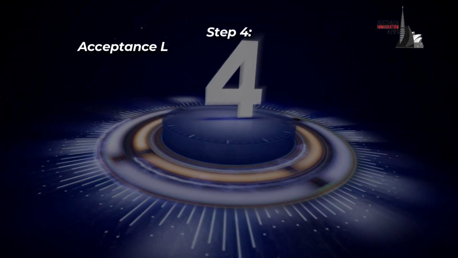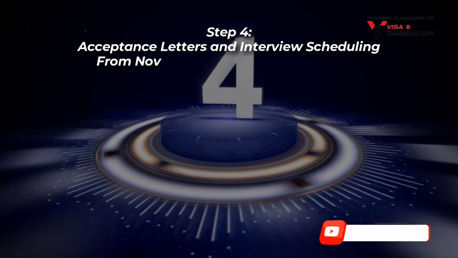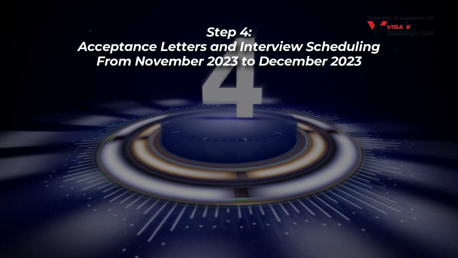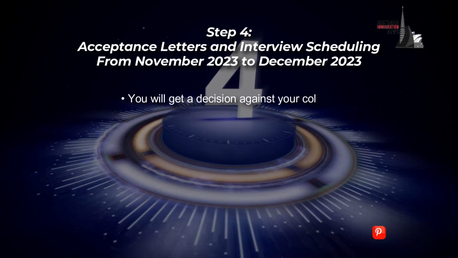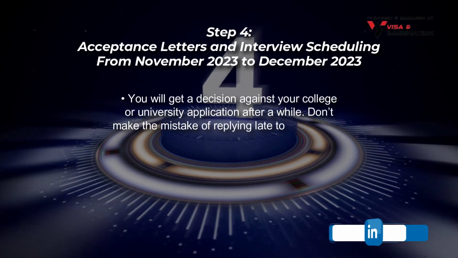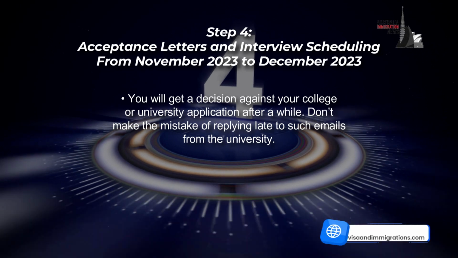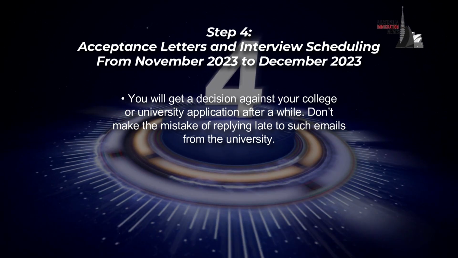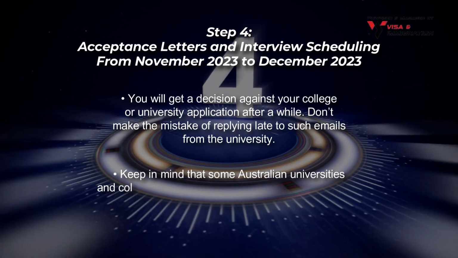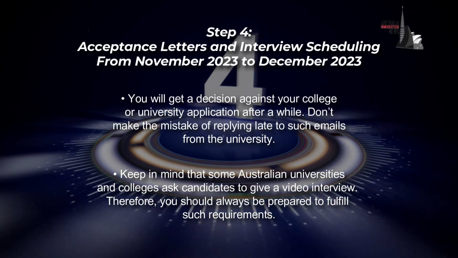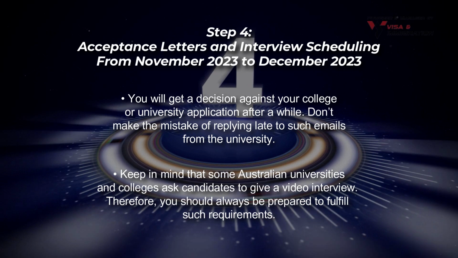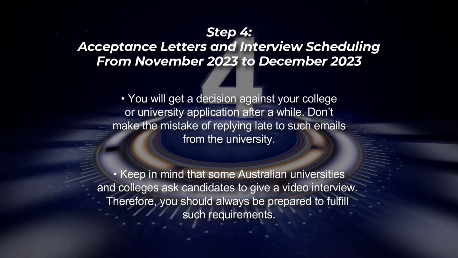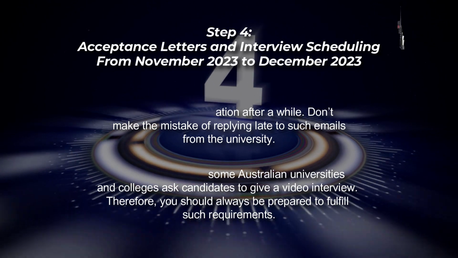Step 4. Acceptance letters and interview scheduling from November 2023 to December 2023. You will get a decision against your college or university application after a while. Don't make the mistake of replying late to such emails from the university. Keep in mind that some Australian universities and colleges ask candidates to give a video interview. Therefore, you should always be prepared to fulfill such requirements.